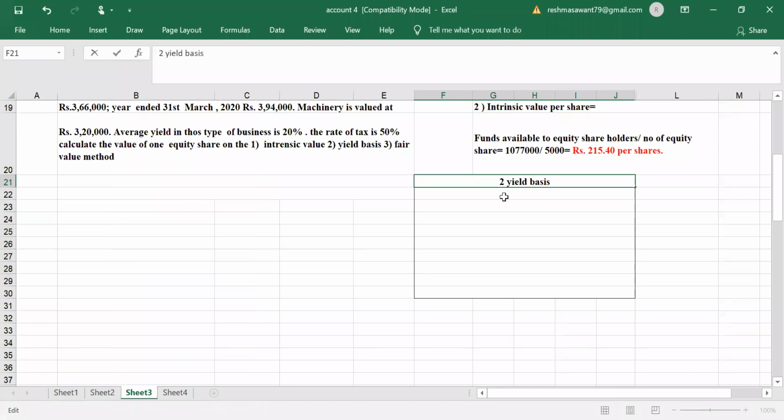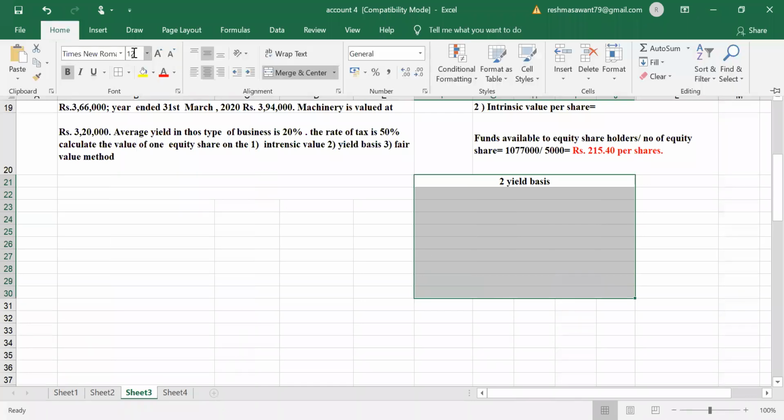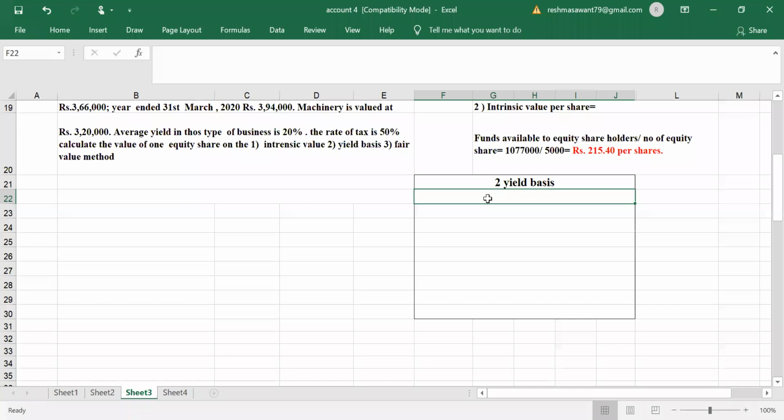Yield basis. Now we use the second method, the yield basis. So what is the calculation for this? You need either the dividend rate or the profit. In your question, the profit for 3 years is mentioned. So first find the average profit: calculate the net profit for 3 years, as step number 1 under this heading, or you can write A.